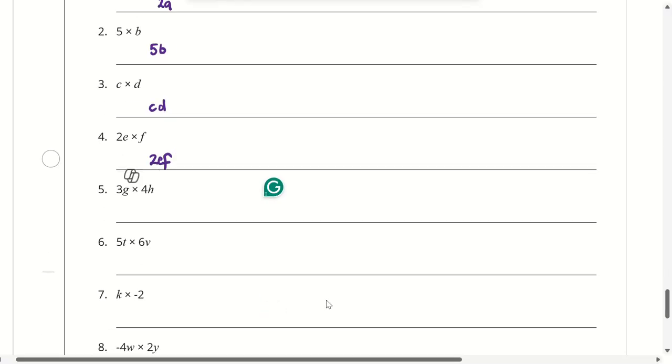And 3g times 4h. Work out the numbers first. 3 4s are 12. And then what we're left with is gh. 5 times 6 is 30. t times v is tv.